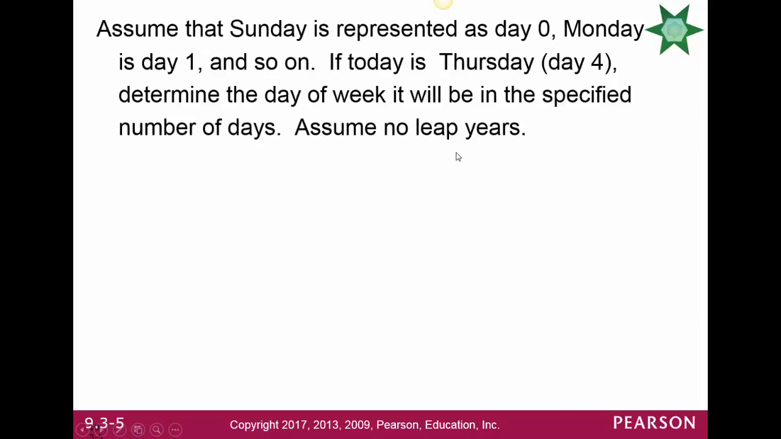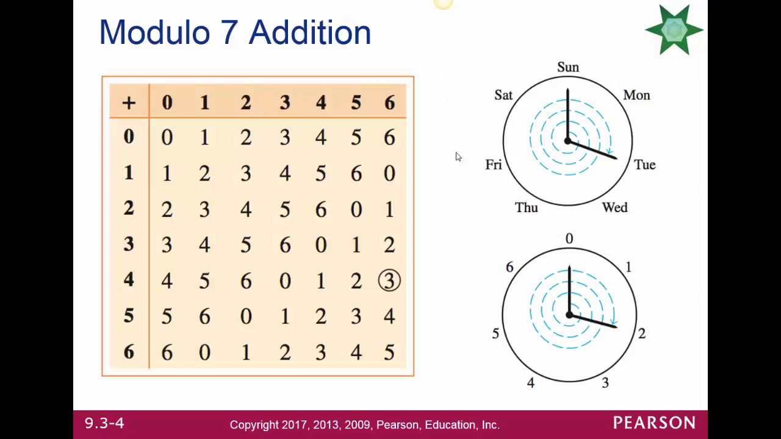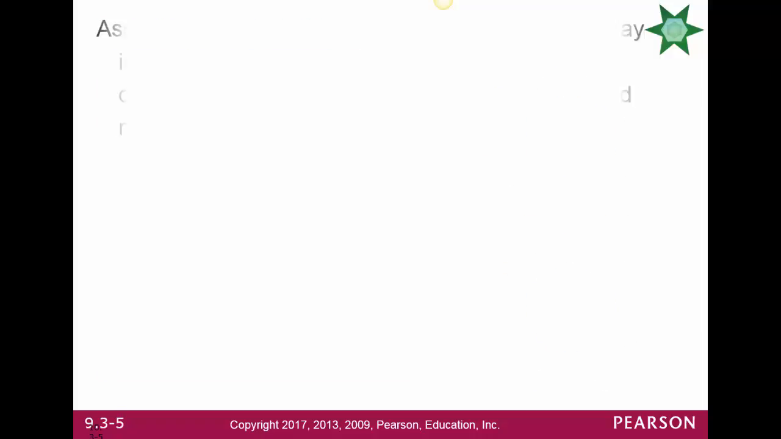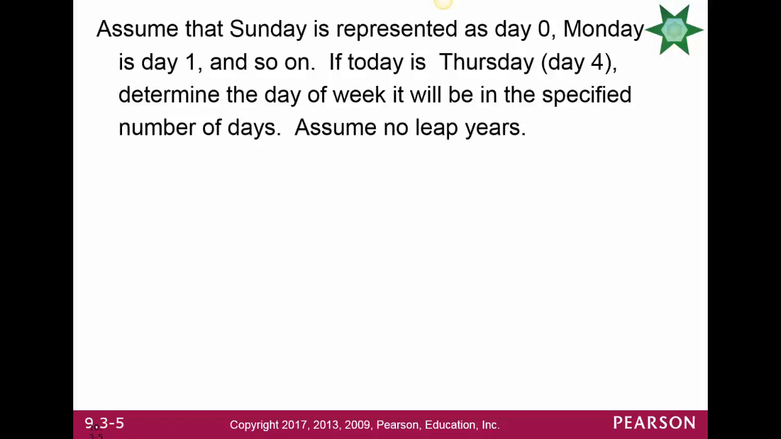And to work the problems, let's take some problems on the days of the week. So let's assume Sunday is represented as day 0, Monday is day 1, and so forth, just like we just showed on the prior slide. So you might want to keep that handy when you're working on the problems. So if today is Thursday, which is day 4, determine the week it will be in the specified number of days, and we're going to assume there weren't any leap years.